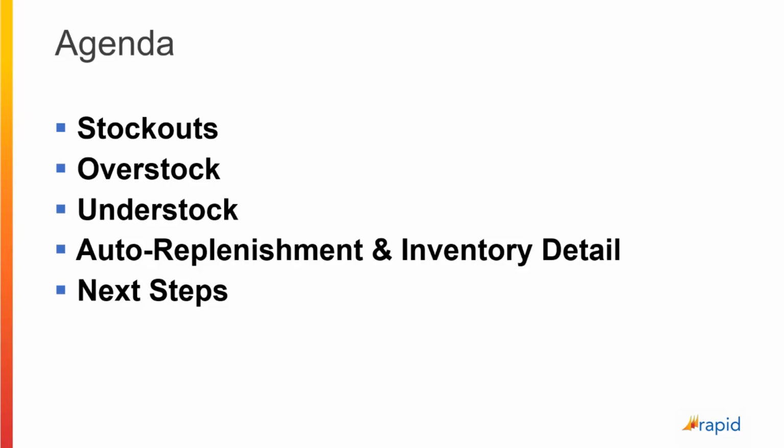We'll also talk about overstock. So we've got too much inventory. That certainly is a possibility in certain categories that we have. We'll talk about understock as well. So we're not completely out of stock, but it looks like we're getting low on stock. We'll show you how to identify those things. We'll talk just briefly, a quick flyby, on auto replenishment and inventory detail, and then wrap up with a few next steps. So that's our agenda for today.